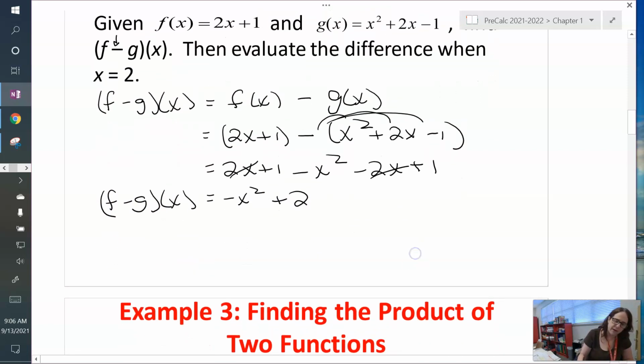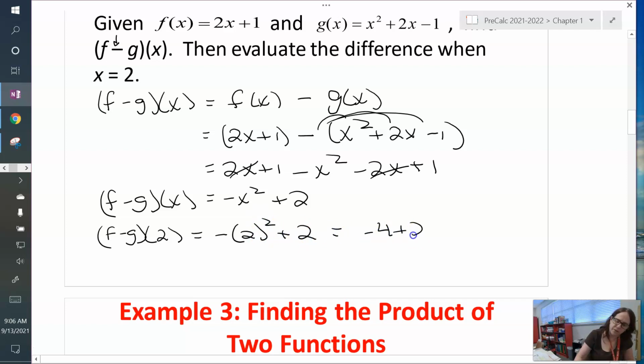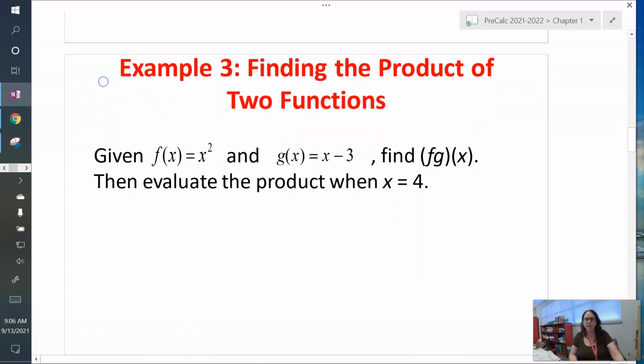Okay, now we're going to evaluate where x equals 2, so just plug in 2. So I get a negative 4 plus 2 equals negative 2. And we're done there. Now we're going to find the product. Product means multiply. And the notation looks like that.